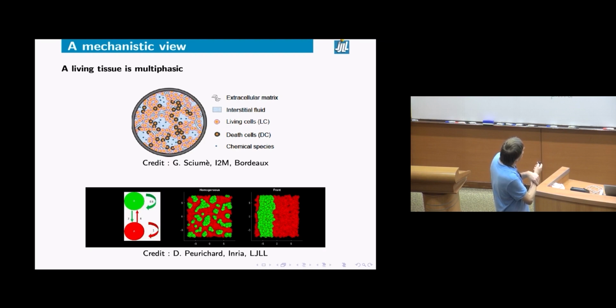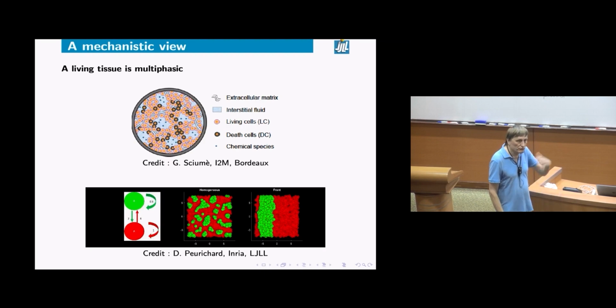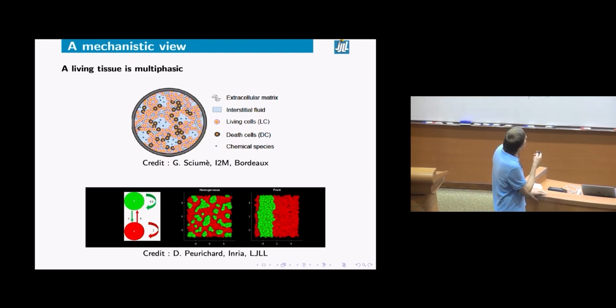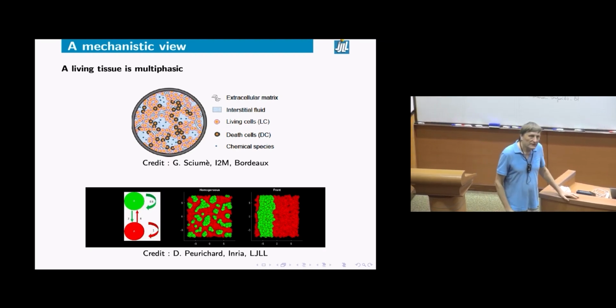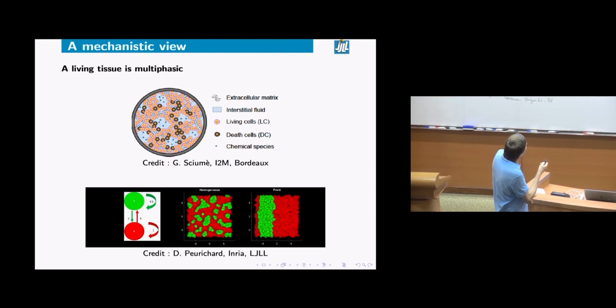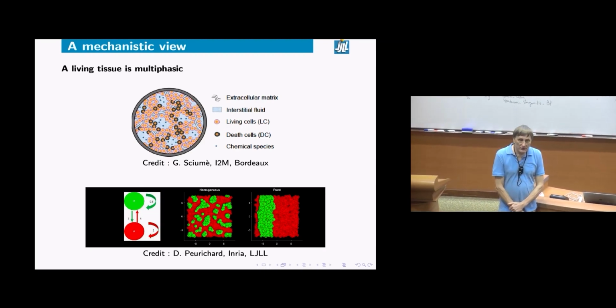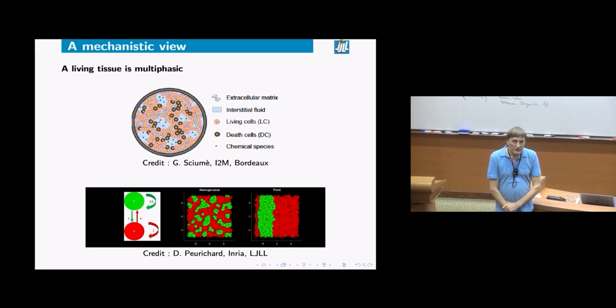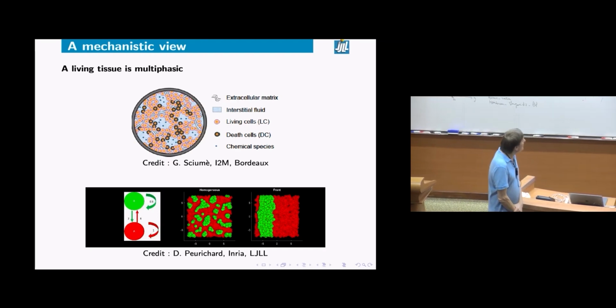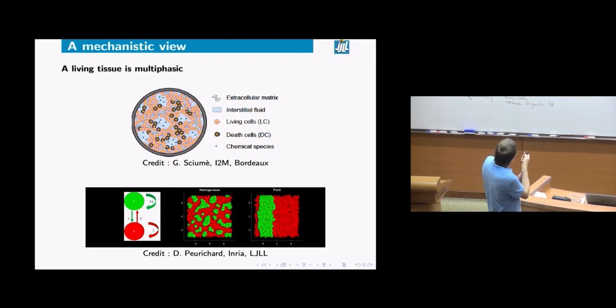Outside this extracellular matrix, you have water, what is called interstitial fluid, basically water, and you have cells. So you have different types of cells, many types of cells in your body, and you have molecules, chemical species. So this is what is sustaining the living tissues. And so it's really a multiphasic flow. You have really different phases.